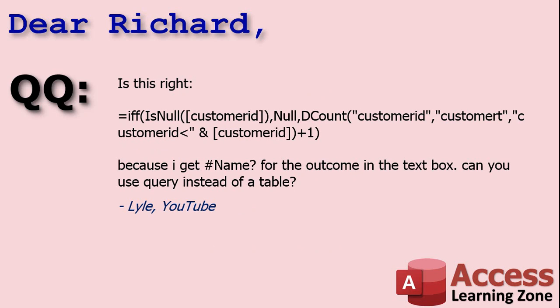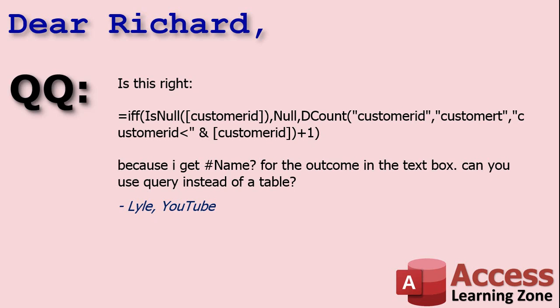Next up, Lyle from YouTube. Is this right? And then a big long function, which I'm not going to read. Because I get pound name for the outcome in the text box. And can you use a query instead of a table? Well, to answer the second part, yeah, you can use a query or a table. Doesn't matter. But if you take a look at the function, you got the function name wrong. And the reason why I'm including this in this video is because I get this a lot. This happens quite often.